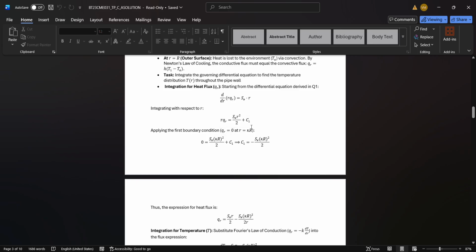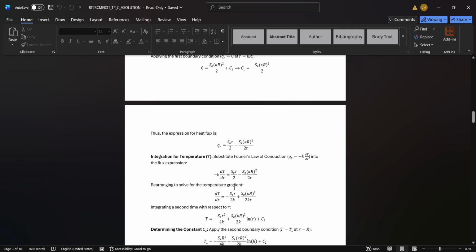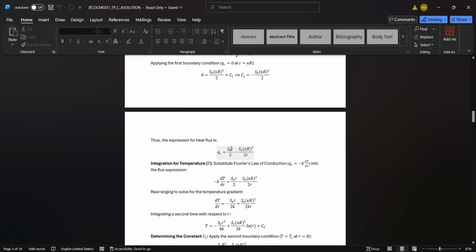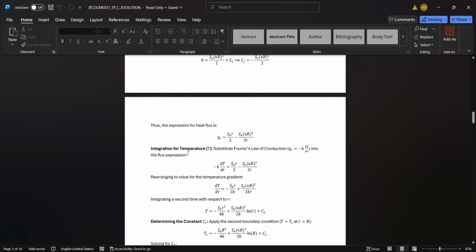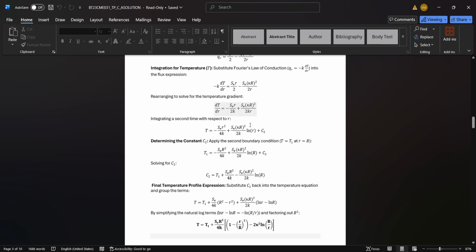Integrating with respect to r, we get this and a constant C1. Then we'll find the constant C1 by applying the boundary condition, and we got this equation of flux and this constant. Then, to integrate for temperature T, substituting Fourier's law of conduction into the flux expression, we got this equation.